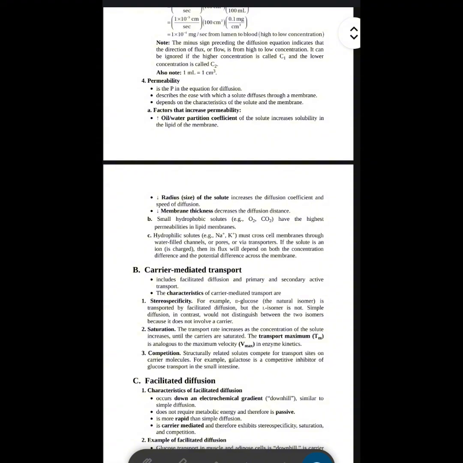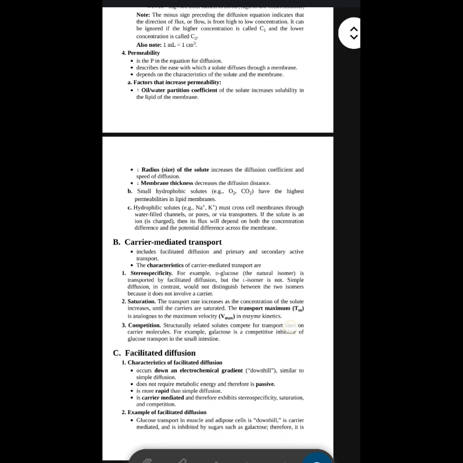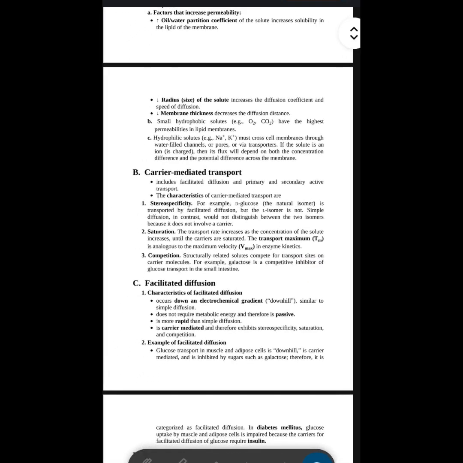Pores are hydrophilic. If a solute is an ion with a charge, its flux will depend on carrier-mediated transport, which includes facilitated diffusion and primary and secondary active transport. A characteristic of carrier-mediated transport is stereospecificity. For example, the natural D-glucose isomer is transported by facilitated diffusion, but the L isomer is not. This is a convenient way to distinguish between the two isomers.